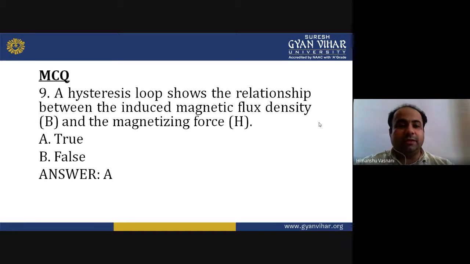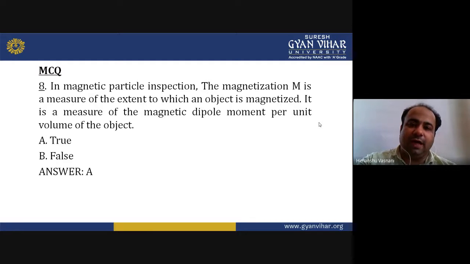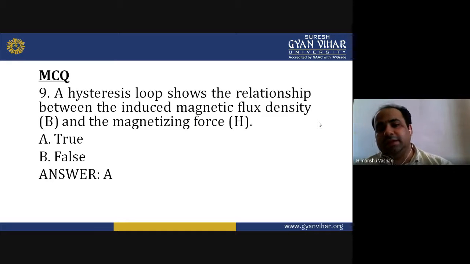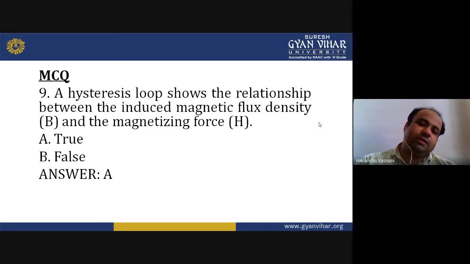Now the next is the ninth question. A hysteresis loop shows the relationship between the induced magnetic flux density, capital B, and the magnetizing force, capital H. Here the hysteresis loop shows the relationship between magnetic flux density and magnetizing force. It is true.